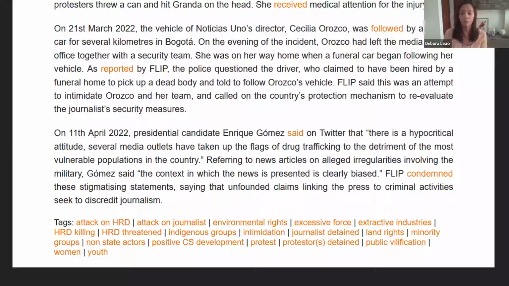We then verify it, sometimes triangulate it with other sources. And once we do have that information, what we do is essentially tag it. So in this case, we tag intimidation because it is an instance of intimidation. We'd also tag women because it is a woman journalist who was affected.